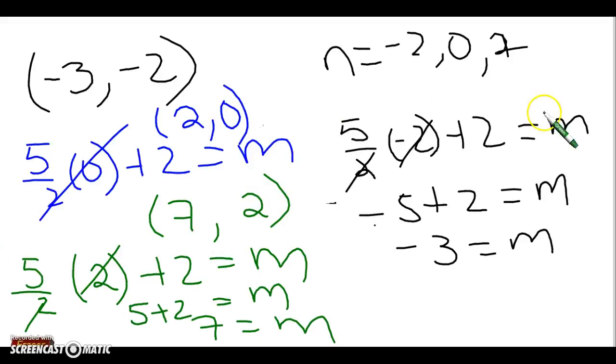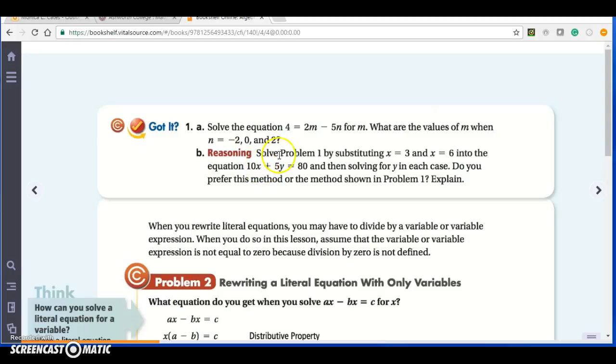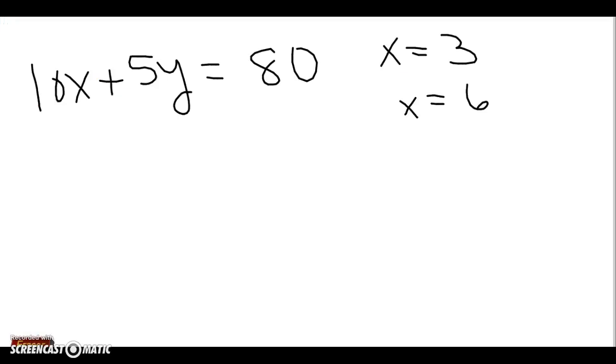I hope, well, actually I think there's one more. Okay, there's a part B also. It says solve problem 1 by substituting x equals 3 and x equals 6 into the equation and then solve for y in each case. Do you prefer this method or the method shown in problem 1? Explain. So let's do it. This is strictly an opinion problem, right?